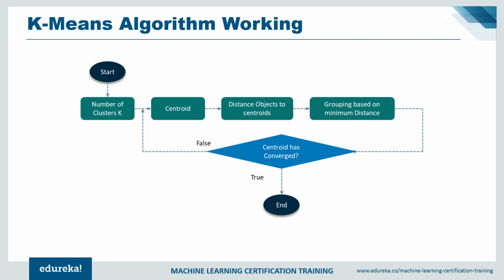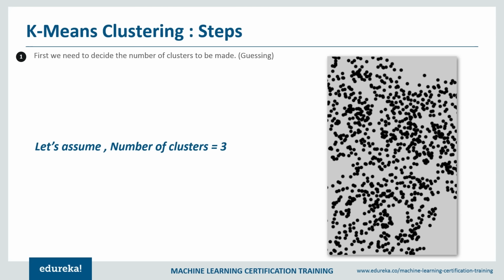Now, if you have a look at the algorithm working here, first of all, it starts with identifying the number of clusters, which is k. Then we find the centroid. We find the distance of objects to the centroid. Then we find the grouping based on the minimum distance. Has the centroid converged? If true, then we make a cluster. If false, we then again find the centroid. Repeat all of the steps again and again.